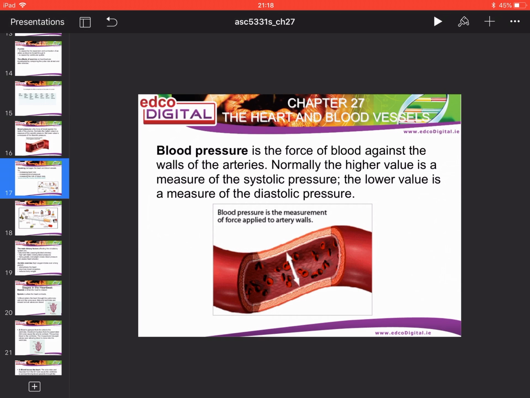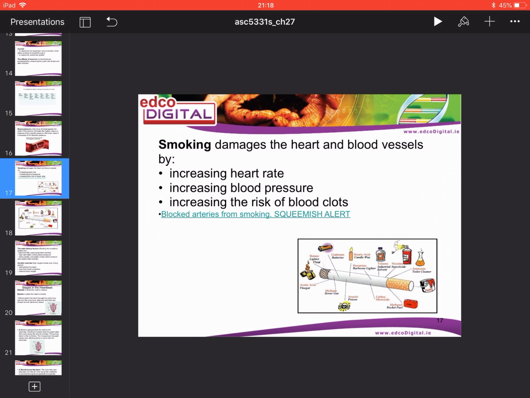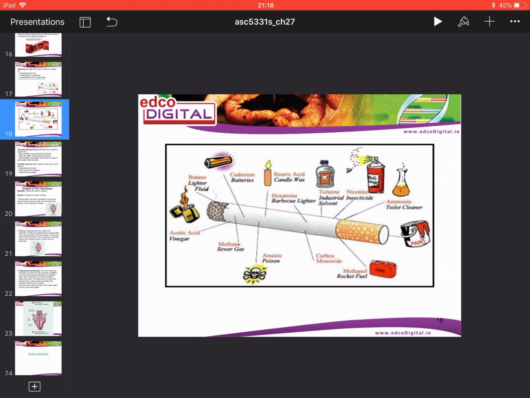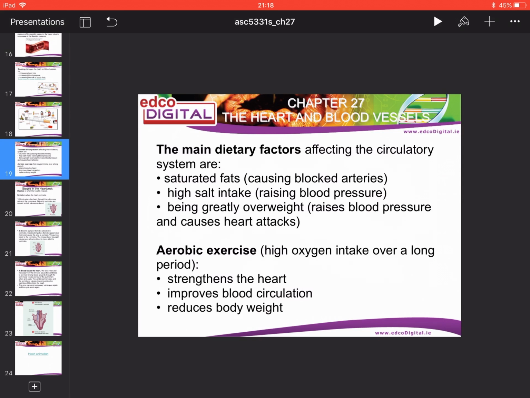Alright, okay, so smoking is very damaging to the heart because it increases heart rate, increases blood pressure, increases the risk of blood clots. There are the ingredients of a cigarette. If you're trying to convince anyone to stop, please do. Also, the main dietary factors affecting the circulatory system are saturated fats, which cause arteries to be blocked. So you get them in foods like chips, crisps, all the good things.